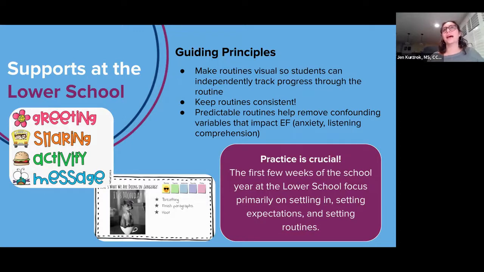And those skills have to be in place before we can actually start teaching the content, because without those, our students have a really hard time accessing class moving forward. And as I mentioned, keeping those routines consistent is the best thing we can do for our kids, because that's what makes them predictable and builds our students' independence, sort of spiraling back to that gradual release model. And as we mentioned, predictable routines help remove all those confounding variables that can impact our ability to execute tasks, like anxiety, listening comprehension. We have a lot of routines at the lower school.